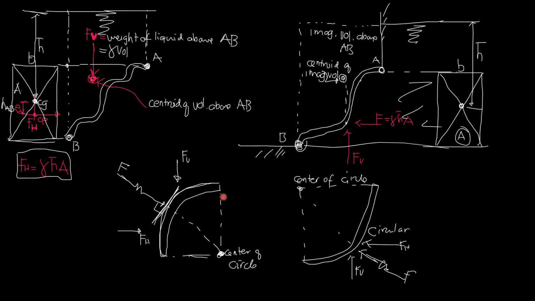Now, another important thing, if we have here a circular surface, then from calculus, this is the tangent line and the normal line passes through the centroid. That normal line is also the line of action of the resultant force, the resultant of FH and FV. So, considering this case here, if this is circular, the resultant passes through the center of this circular surface or arc. So that's the principle.